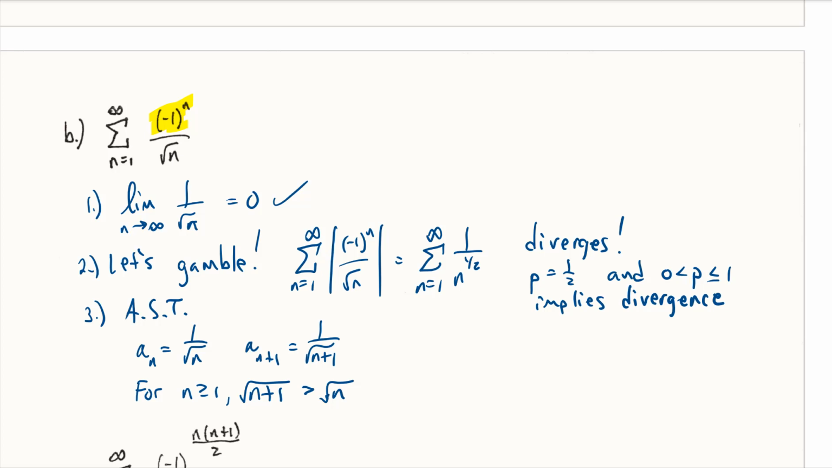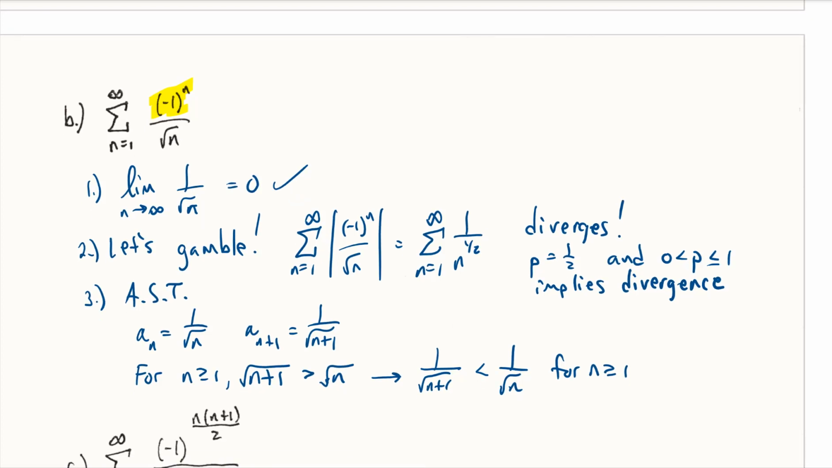So since that's true, that implies that 1 over the principal square root of n plus 1 will always be less than 1 over the principal square root of n for n greater than or equal to 1. Right? So if you plug in, 1 over the square root of 2 is less than 1 over the square root of 1. Again, if you don't believe me, try it. Get out your calculator. Check the arithmetic. Therefore, the given alternating series converges.